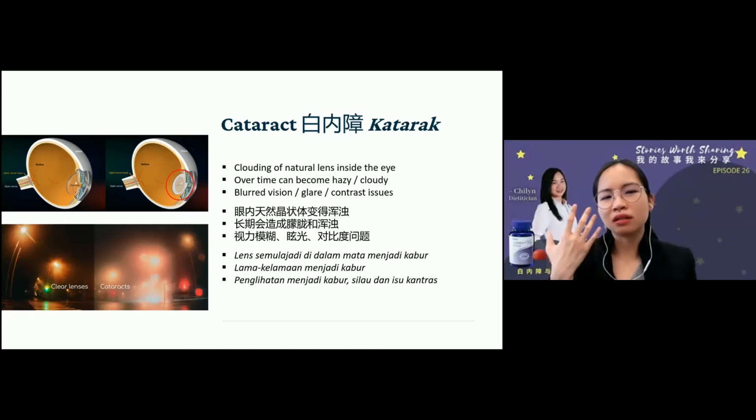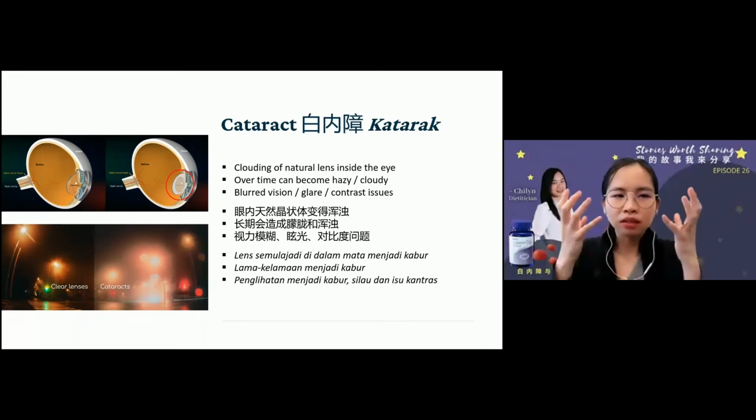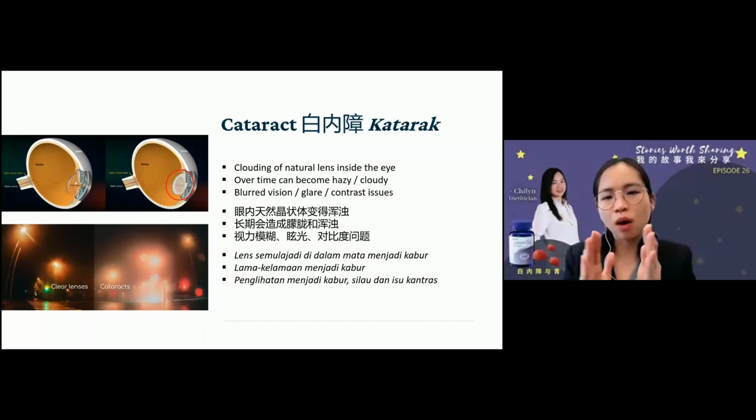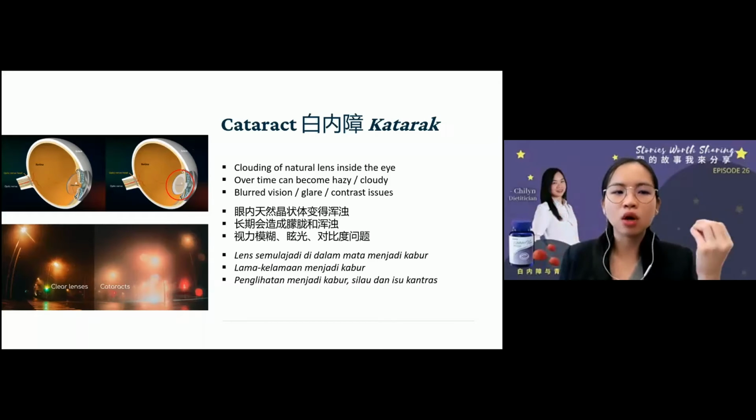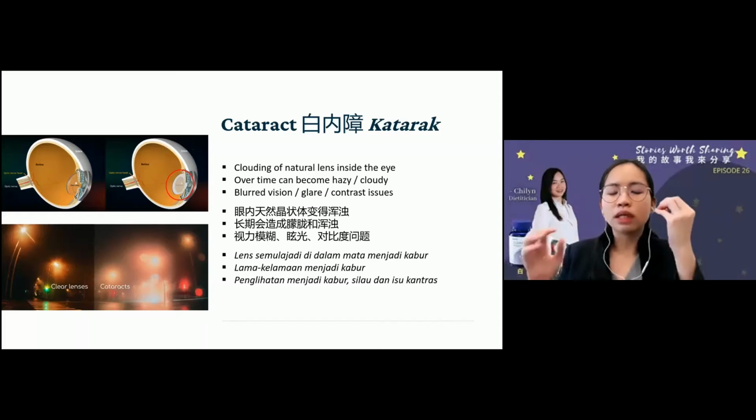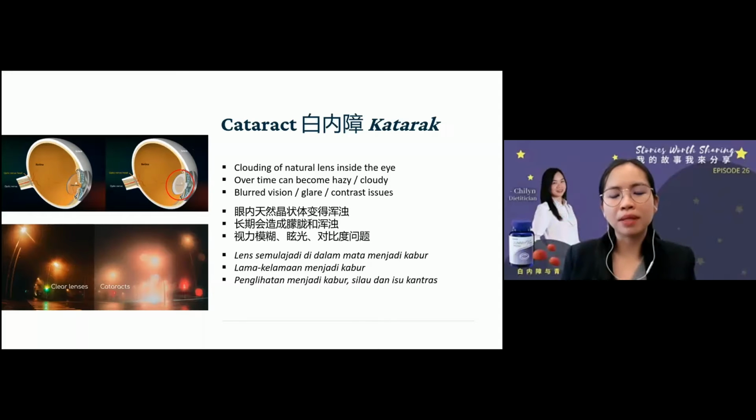So why is it like this? Well, our lenses are in charge of allowing our eyes to concentrate light rays all the way into our retina at the back. If it concentrates nicely, the image would look clear. But if you have some white and cloudy stuff that obstructs it, it would cause the conditions I mentioned earlier.